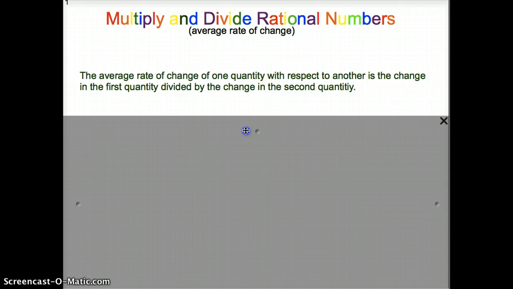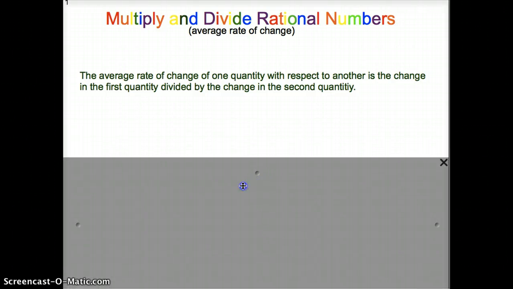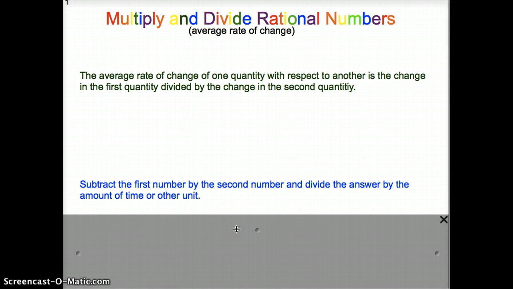Here is the definition for the average rate of change. The average rate of change of one quantity with another is the change in the first quantity divided by the change in the second quantity. We know that can be a mouthful, so we put it in other words. Subtract the first number by the second number and divide the answer by the amount of time or other unit.